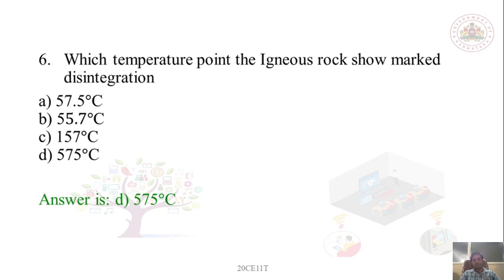57.5 degrees centigrade: even your water will not boil. At 55 also your water will not boil. C is 157 degrees centigrade, which is just above the water boiling temperature. Stone will not boil. So disintegration means the stone should boil, with that heat. It means 575 degrees centigrade is the answer.